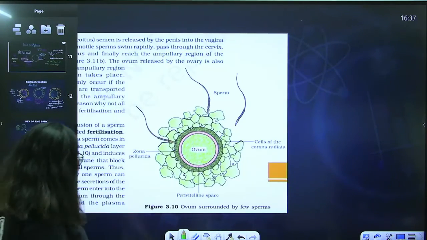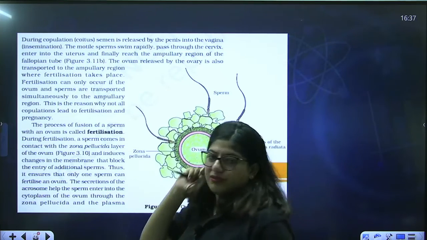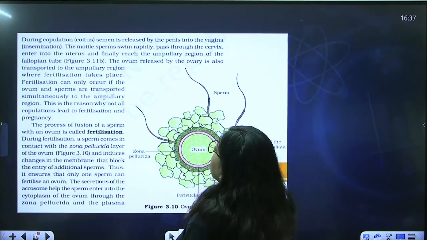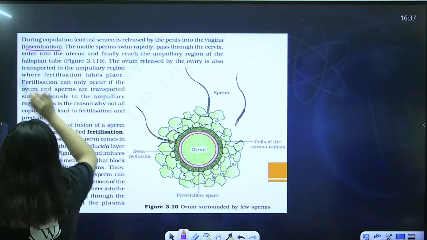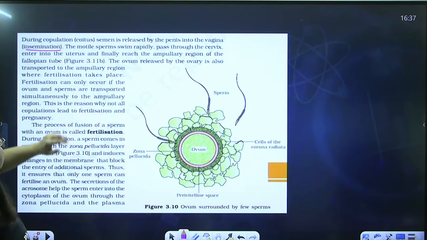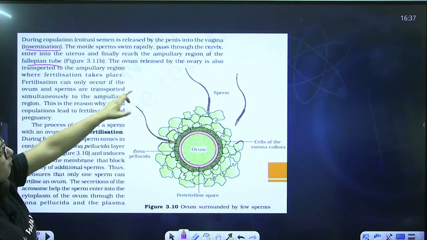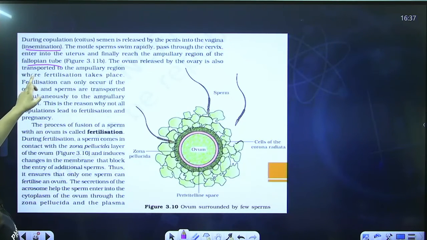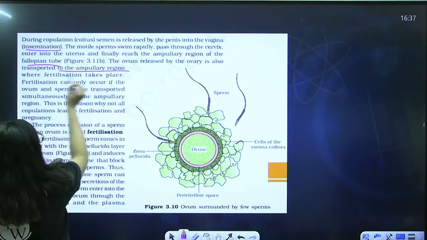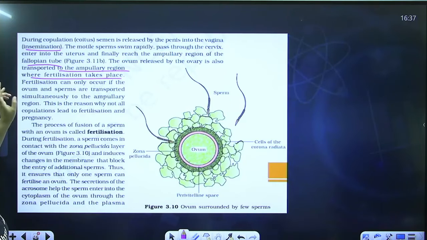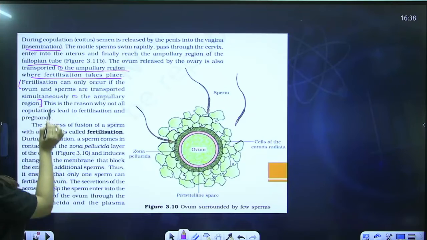Let's read NCERT. During copulation, which is coitus or sexual intercourse, semen is released by the penis into vagina. You call it insemination. The motile sperm swim rapidly through the cervix, enter into uterus and finally reach the ampullary region of fallopian tube. The ovum released by the ovaries is transported to the ampullary region where fertilization takes place. So it's clearly written where the fertilization takes place, ampulla. Fertilization can only occur if the ovum and sperm are transported simultaneously to the ampullary region.